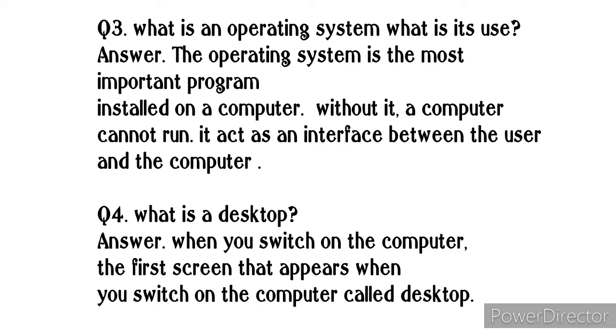What is an operating system? What is its use? The operating system is the most important program installed on a computer. Without it, a computer cannot run. It acts as an interface between the user and the computer. What is desktop? When you switch on the computer, the first screen that appears is called desktop.